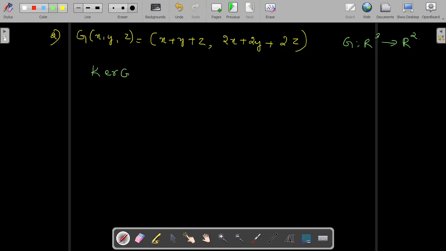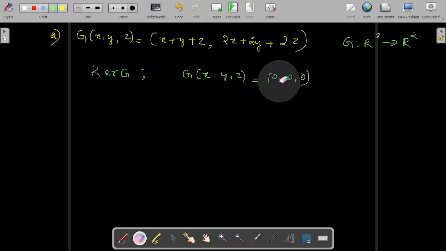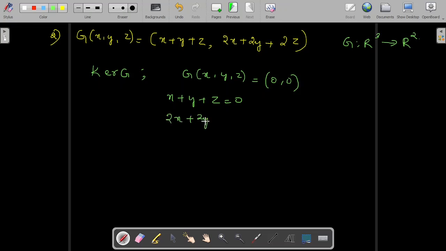First let us find out the kernel of G. Okay, for that you have to equate the given mapping to 0. Kernel means what? All those vectors which map to the 0 of the other vector space, not 0, 0, 0, but 0, 0, because the second vector space is R square. So here this implies x plus y plus z equal to 0 and 2x plus 2y plus 2z equal to 0. G of x comma y comma z is nothing but this. This is to be equated to 0, means first coordinate equal to 0, second coordinate is also equal to 0.